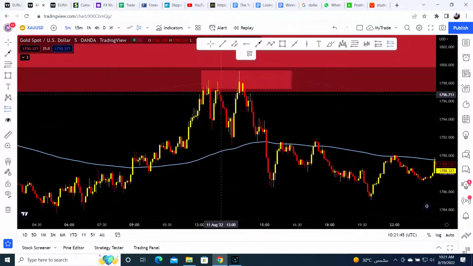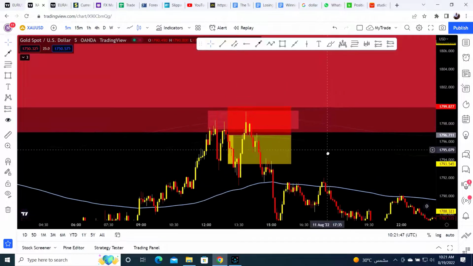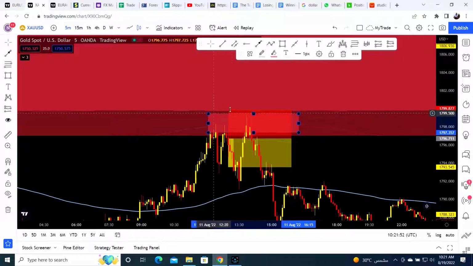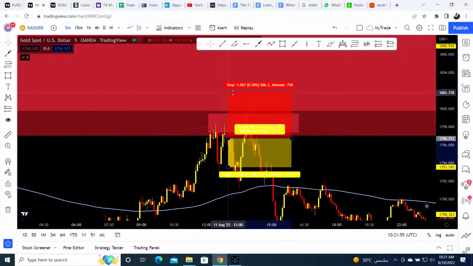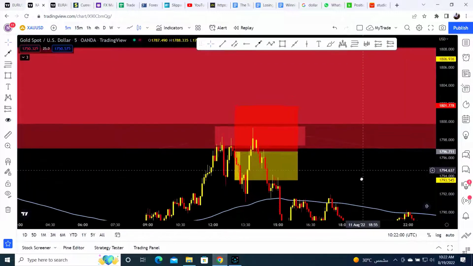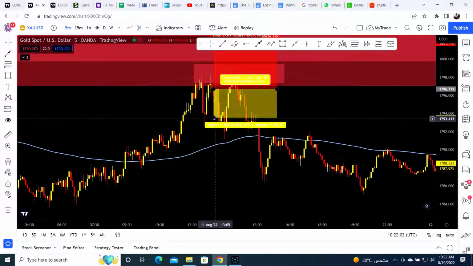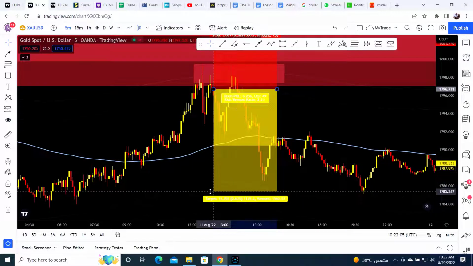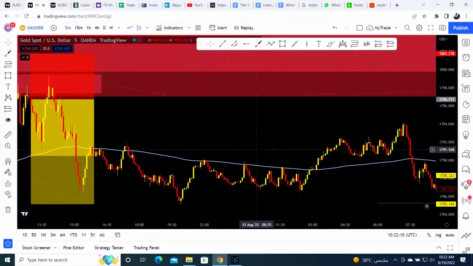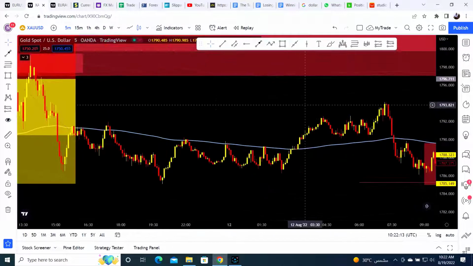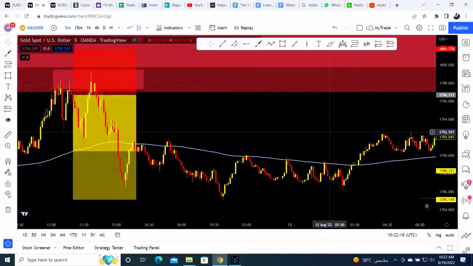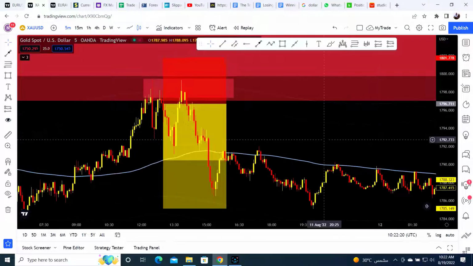Price came and we had this nice bearish candle. So you take a sell over there, then stop loss, you leave it somewhere here on top of that, then you just open your trade over here. So that was the first entry over there.